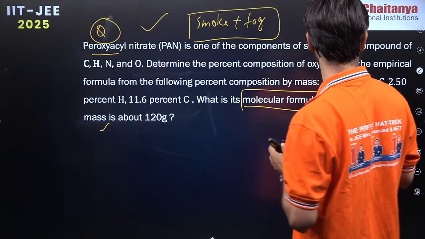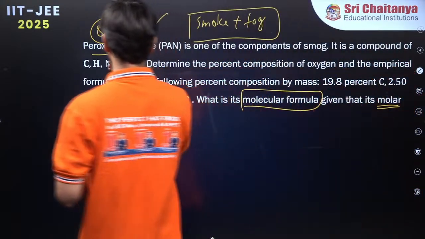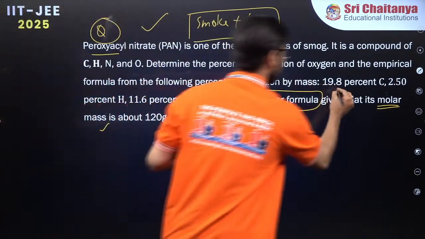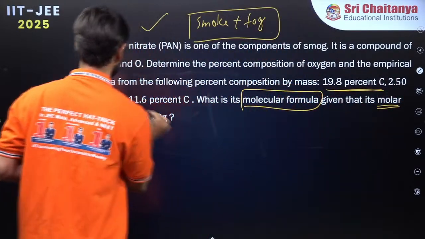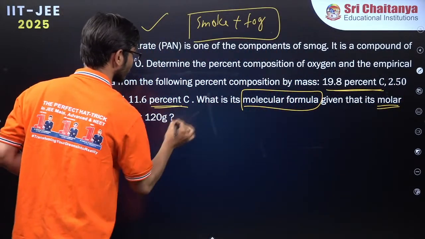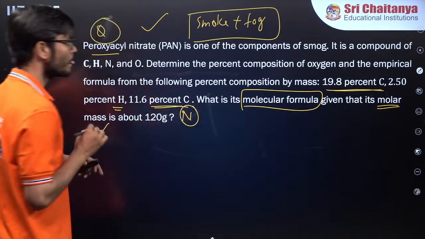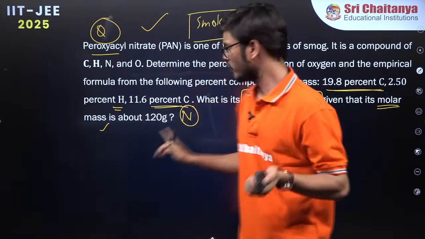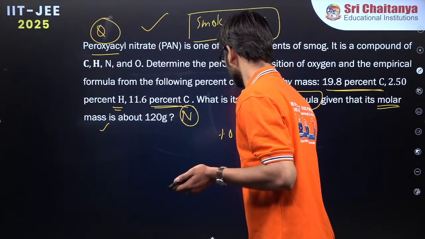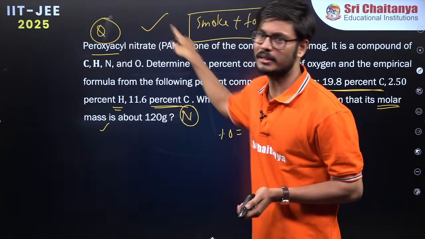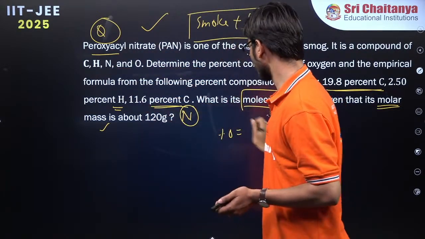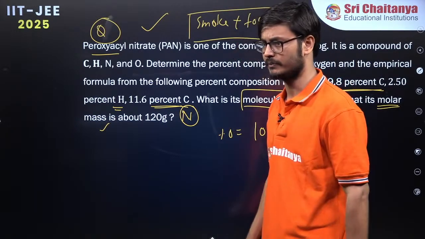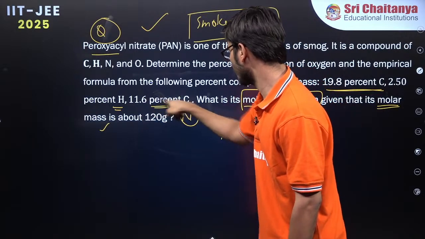C is repeated 2 times. Carbon, hydrogen, nitrogen and oxygen. 19.8% is the carbon. 2.5% is the hydrogen. 11.6 is nitrogen. Carbon, hydrogen and nitrogen. So your doubt will be what will be oxygen then, right? Can you give me the oxygen percentage? So total percentage 100. You add all the percentages and subtract from 100, you will get the percentage of oxygen.